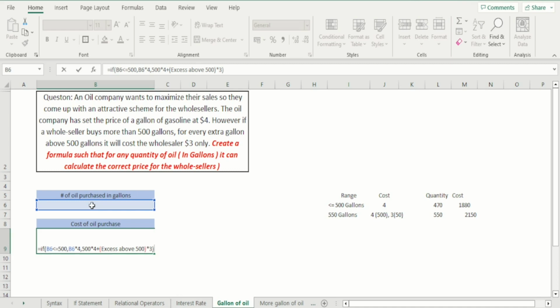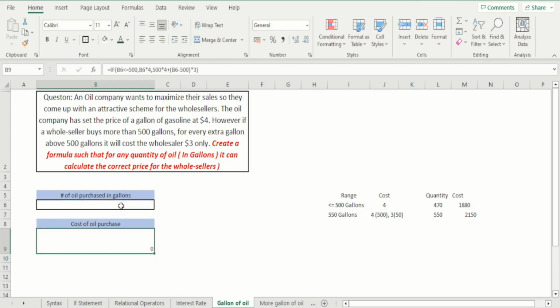All right. Now, however, Excel at this stage will still not recognize the phrase excess above 500. So we'll have to give it a mathematical formulation. So how do we get the excess above 500? The excess above 500 would be the original quantity minus 500. This will give us the quantity of oil in gallons above 500. And multiplied by 3, it should give us the right cost.